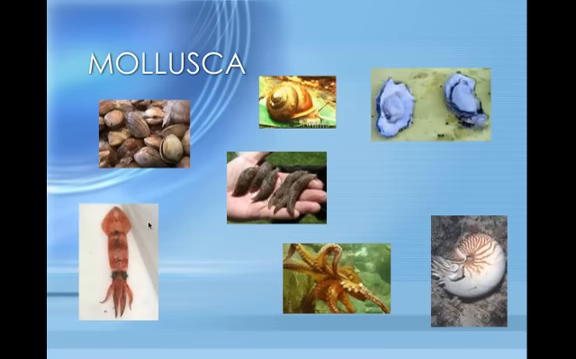The next phylum is the mollusks. Mollusks include snails, slugs, oysters, clams, octopus, squid, and there's 150,000 species. Most of them are marine, and they tend to have soft bodies, usually protected by hard shells made of calcium carbonate. All mollusks have a similar body plan.